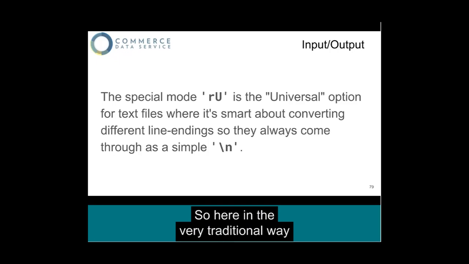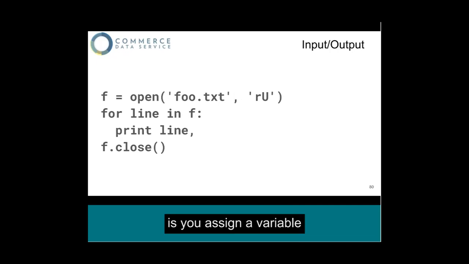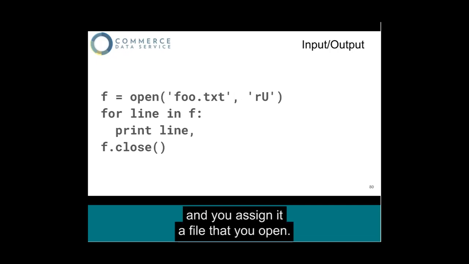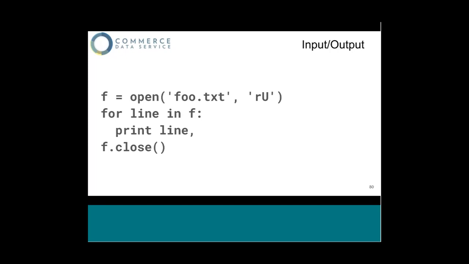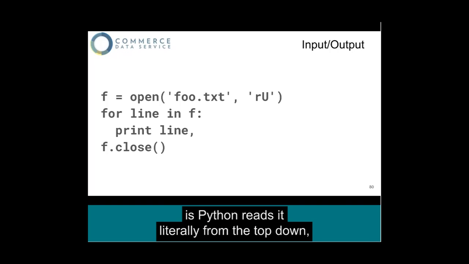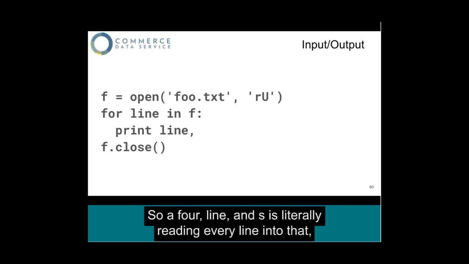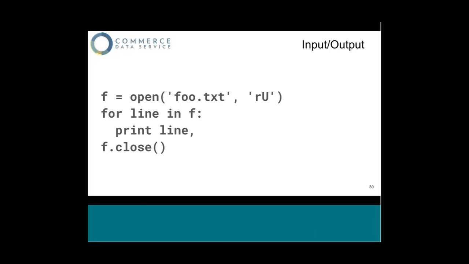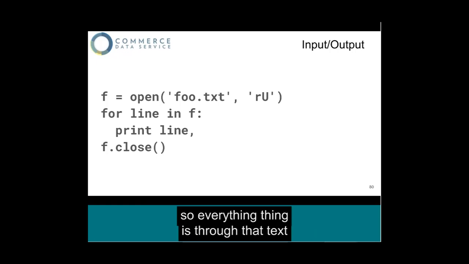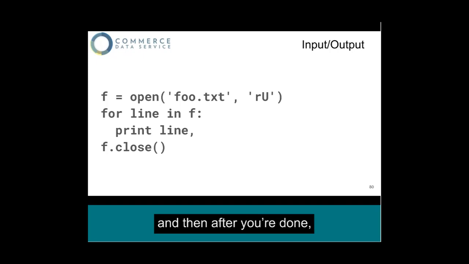So here, the very traditional way that people think of how to open files is you assign a variable, and you assign it a file that you open. Then we can iterate through that file. Python reads that file literally from the top down. So for a line in f, it's reading every line in f, line by line. And you can print that line, and then after you're done, you have to close it explicitly.